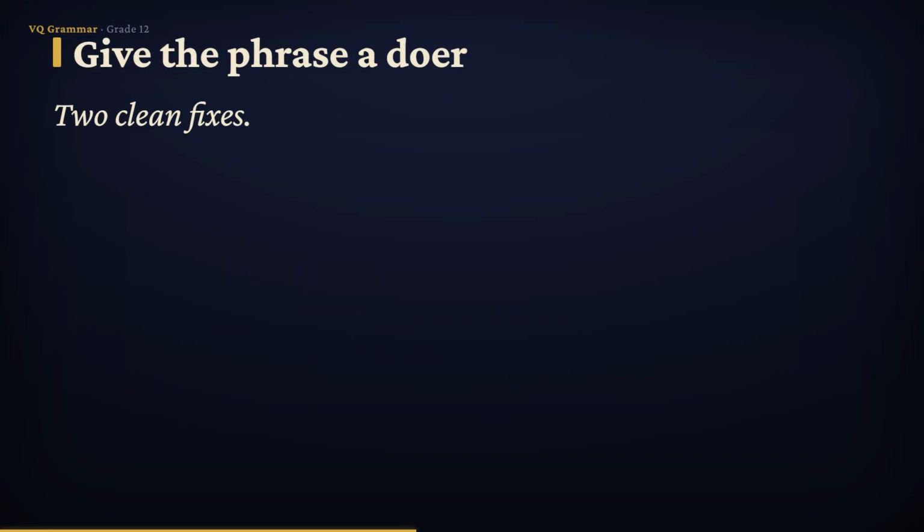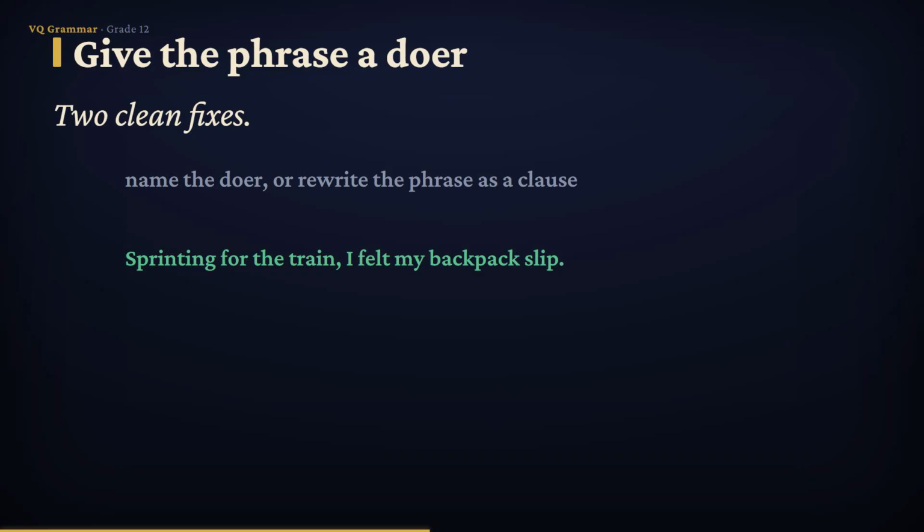There are two clean ways to fix a dangler. The first, right after the phrase, name the doer. Sprinting for the train, I felt my backpack slip. Now the person doing the sprinting, I, sits exactly where the phrase can describe it. The second fix, turn the phrase into a full clause with its own subject.